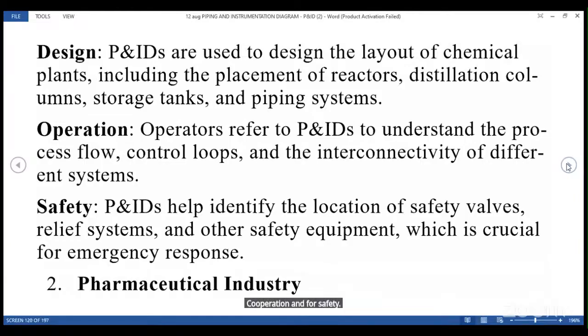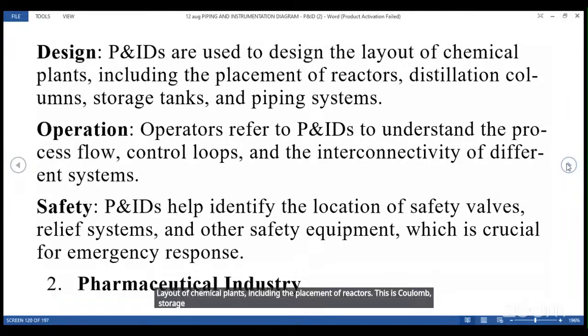During the design phase, P&IDs are used to design the layout of chemical plants, including the placement of reactors, distillation columns, storage tanks, and piping systems. All those equipment components use P&ID.